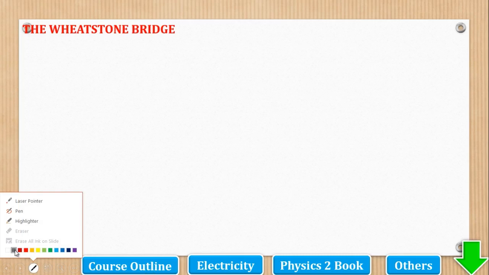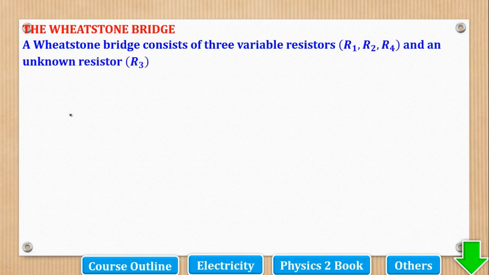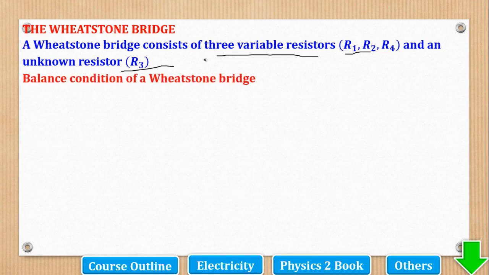Now we can start our topic of the Wheatstone bridge. A Wheatstone bridge consists of 3 variable resistors, R1, R2, and R4, and an unknown resistor, R3. Let's look at the balance condition of a Wheatstone bridge.